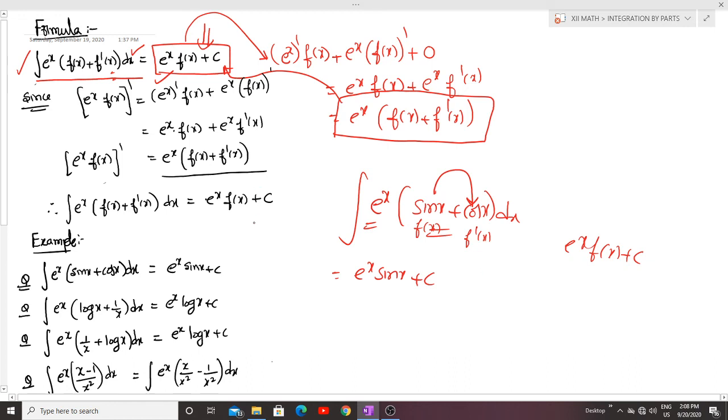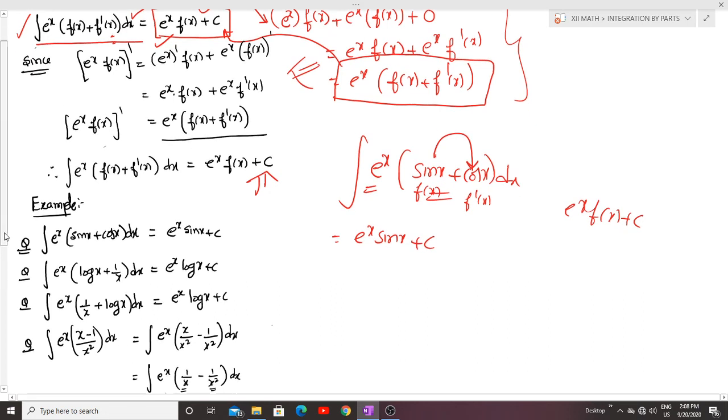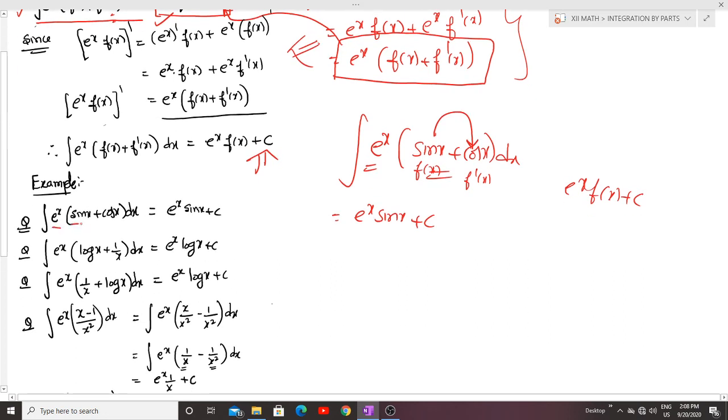Okay, that is the derivation here, also explained the same way. What I did here, same thing I did in the PDF also. Some questions, very important. These are useful for objective and competitive examinations also. See, if it is e power x into sin x plus cos x, since the derivative of sin x is cos x, your answer is e power x into sin x. E power x into log x plus 1 by x, since the derivative of log x is 1 by x, your answer is e power x into log x plus c.